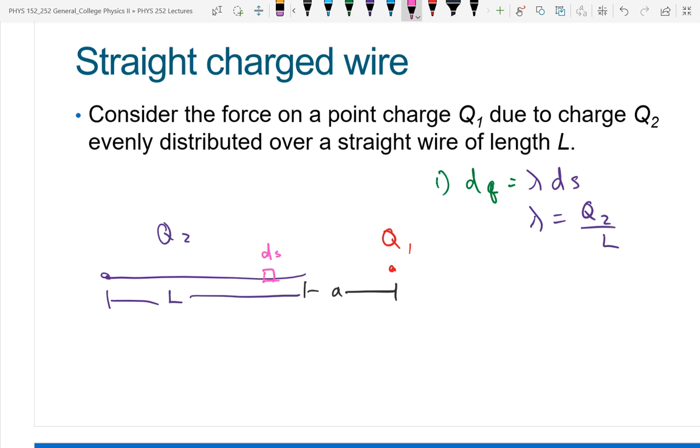And that's done. What's step 2? Okay. Let's break that baby into components. What direction is the force on Q1 due to Q2?